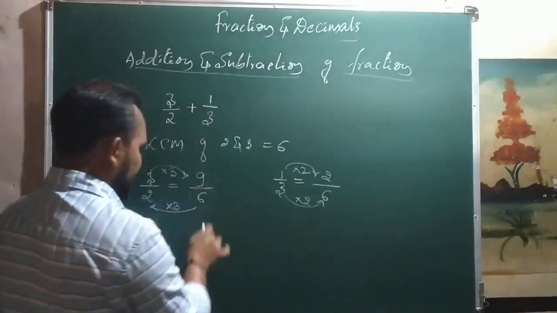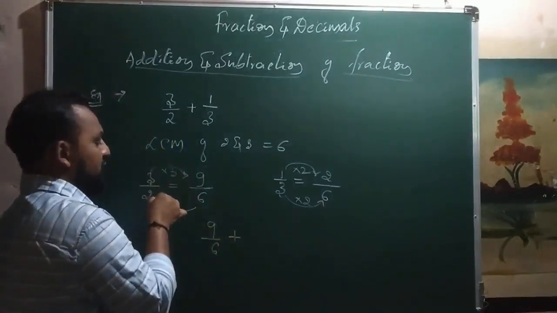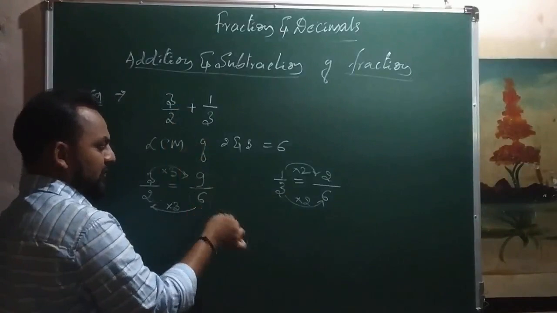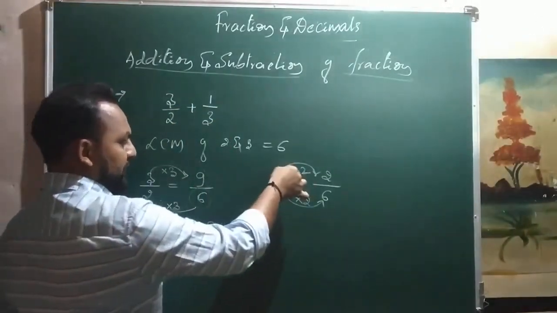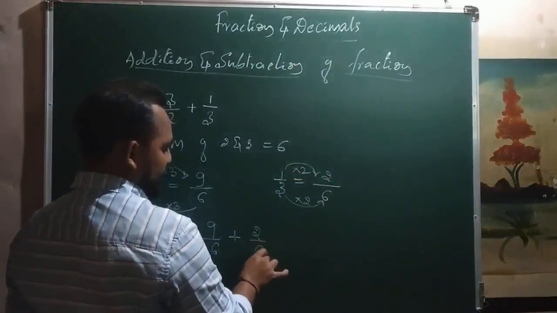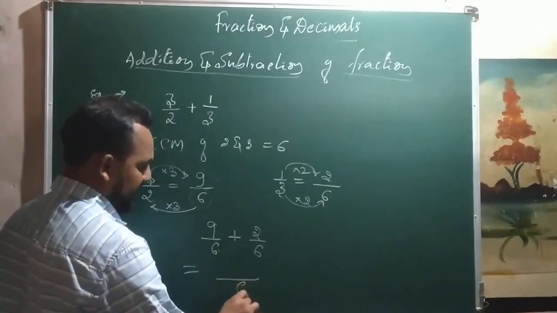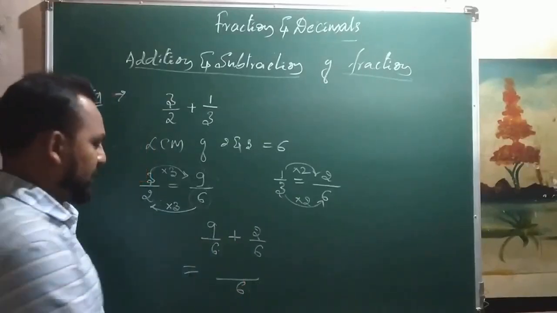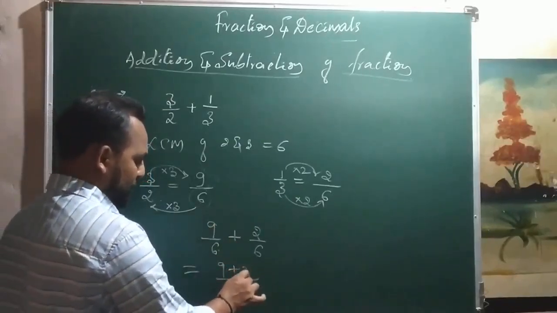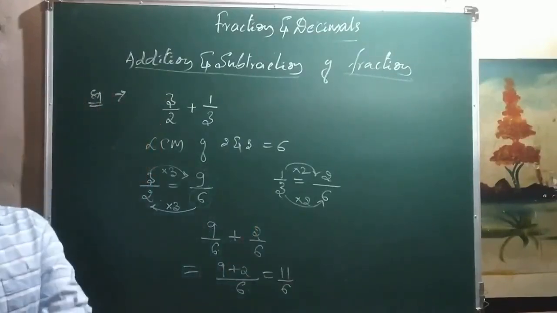Here the equivalent fraction of 3 by 2 is 9 by 6, plus the equivalent fraction of 1 by 3, which is 2 by 6. Okay. Here the denominators are the same. Write 6 as the denominator. Here 9 plus 2 is 11 by 6. This is one method.